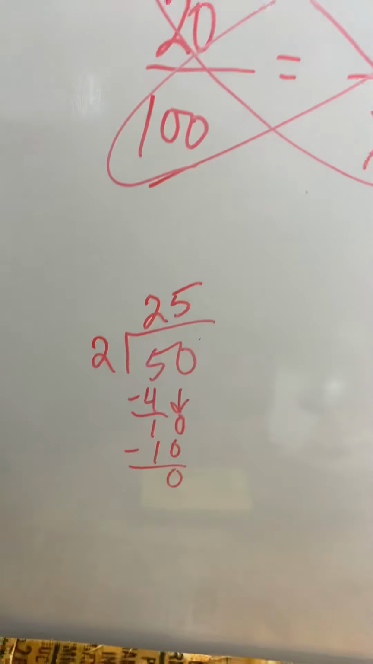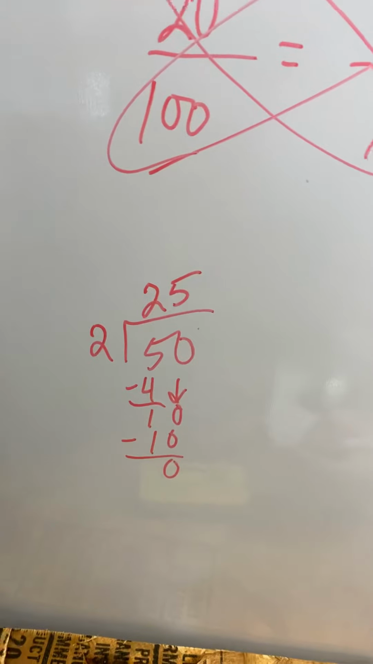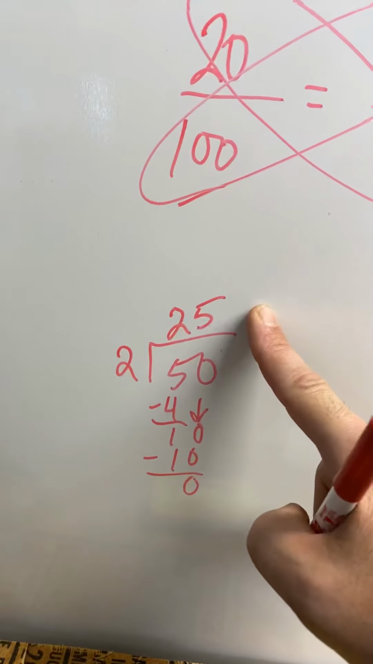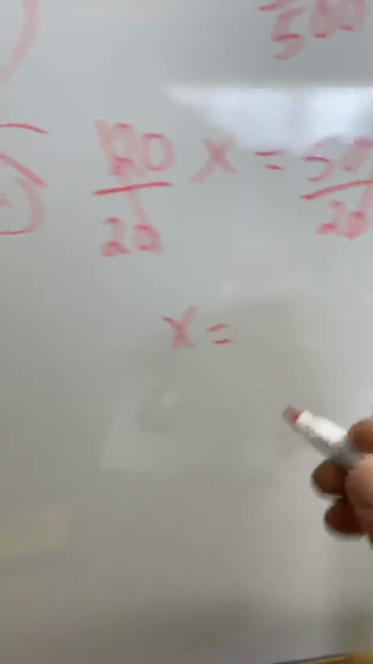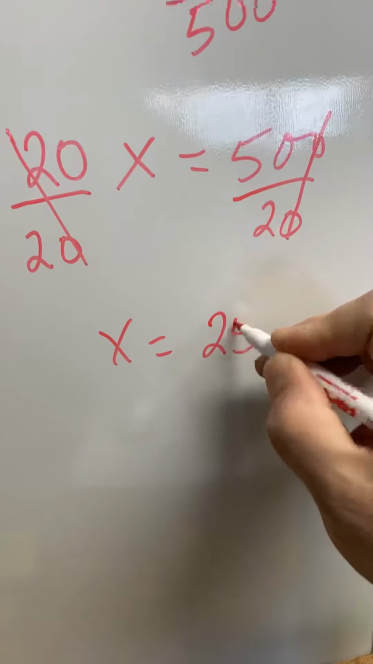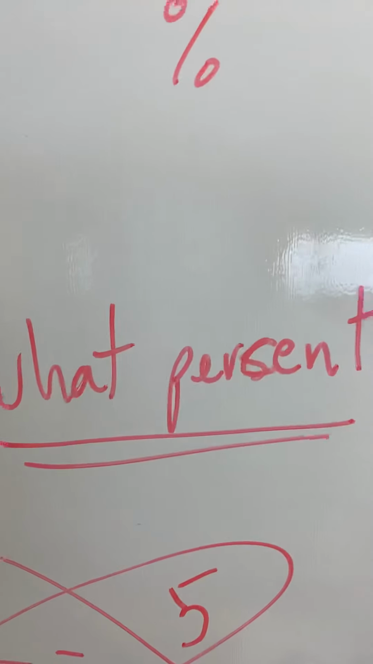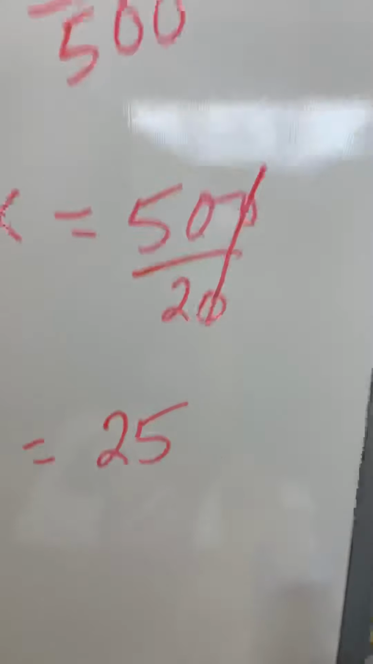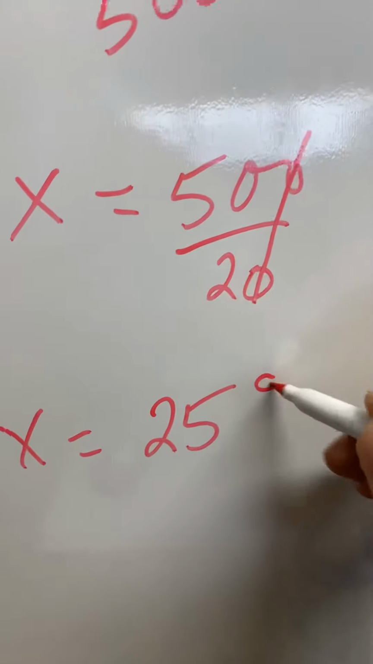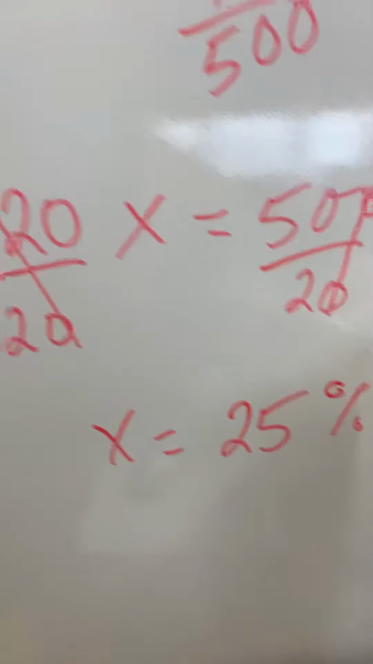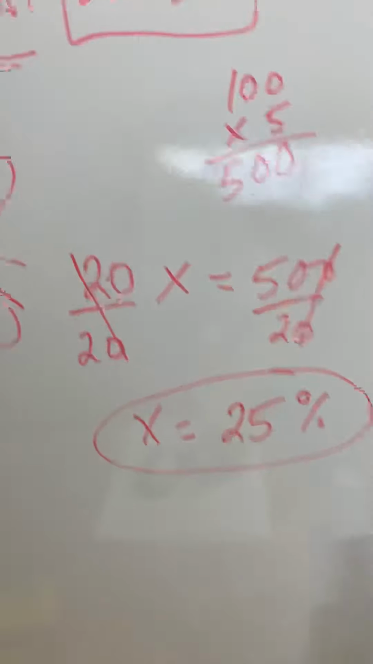So, once again, like I told you, think about money with math. You could have said that you had 2 quarters. So I have 25. But in this particular problem, we were trying to find a percent, so this needs to have a percent symbol next to it. So my answer is 25%.